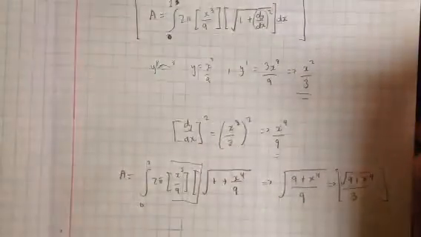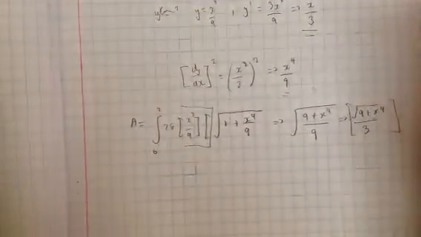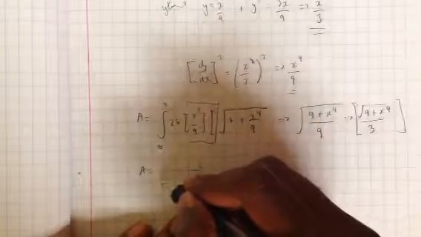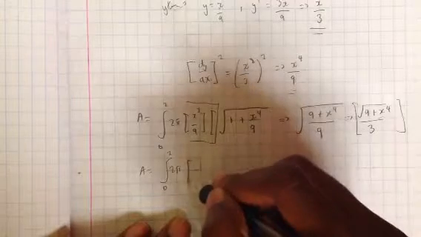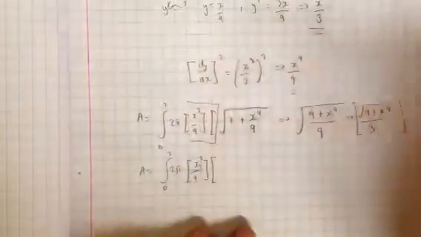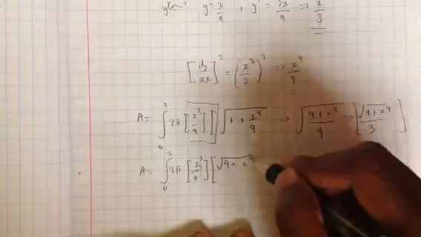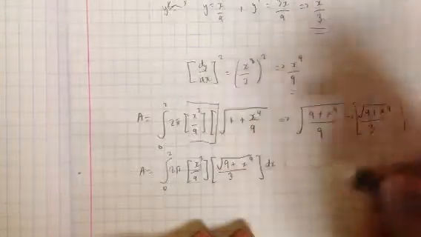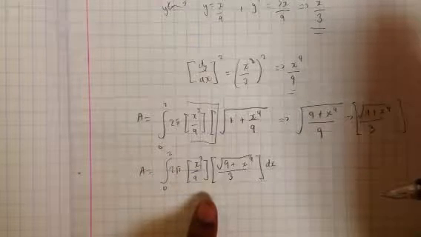With that being said, let me bring this down a bit. Now we have A equals the integral from 0 to 2 of 2 pi, multiplying x cubed over 9, multiplying the square root of 9 plus x to the power 4 over 3, dx. Let's not forget that. Now we have a much simpler case going on here.